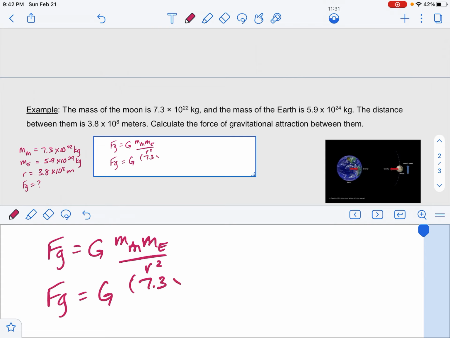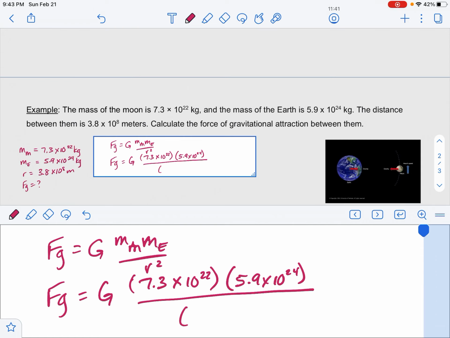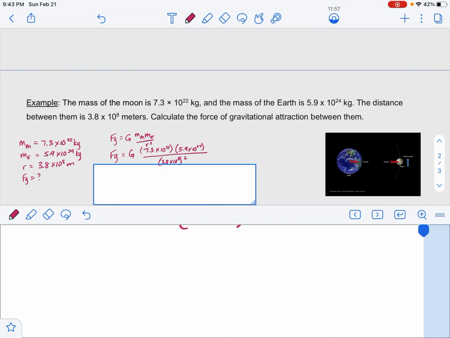So the mass of the moon, 7.3 times 10 to the 22nd, times the mass of the Earth, 5.9 times 10 to the 24th, over 3.8 times 10 to the 8th squared. Don't forget the squared. Good for you. All right, so now I'm going to punch this into my calculator. I'm going to get Fg equals G, and when I simplify the numerator, I get, oh, I don't need parentheses anymore, do I?